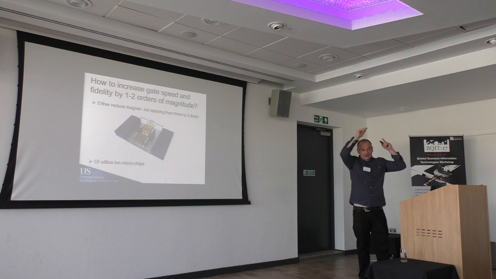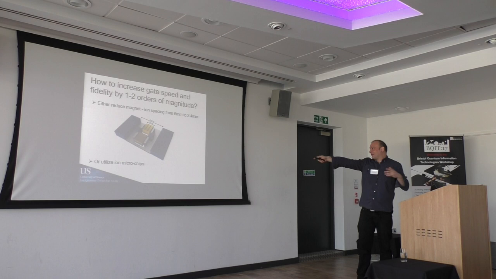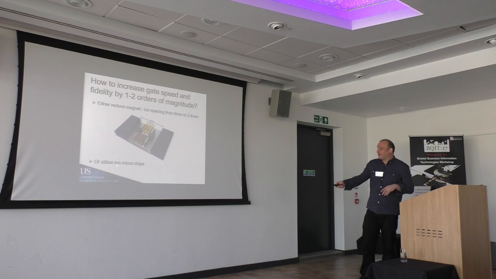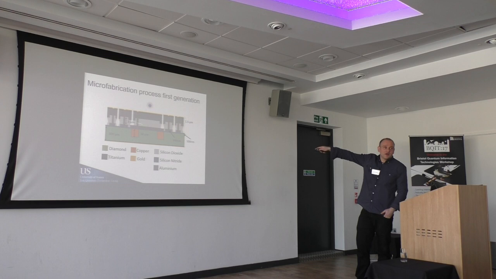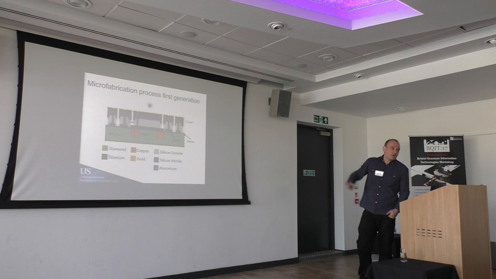Now, that is not a good idea to do, because this is a very simple experiment, and as such, it's not really useful to build a quantum computer. So instead, what you should really do is use microchips. This is something we do in my group. I've been developing very, very sophisticated microchips for many, many years. What you see here is a cross cut through this chip. And now, instead of using permanent magnets, we have current carrying wires below the surface.